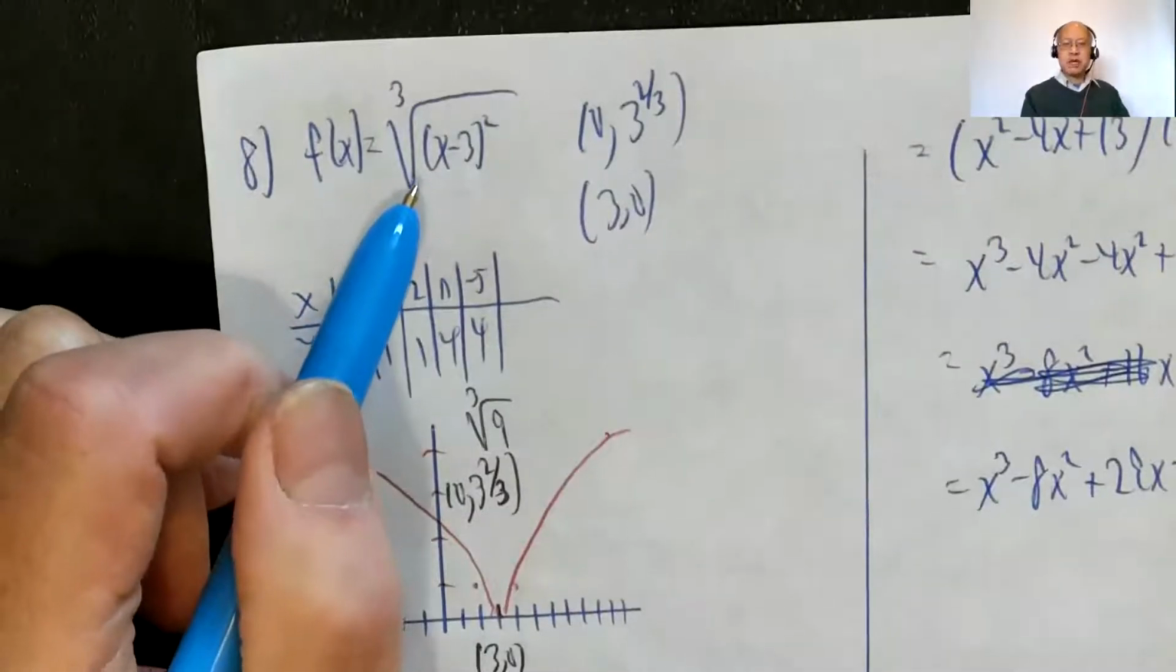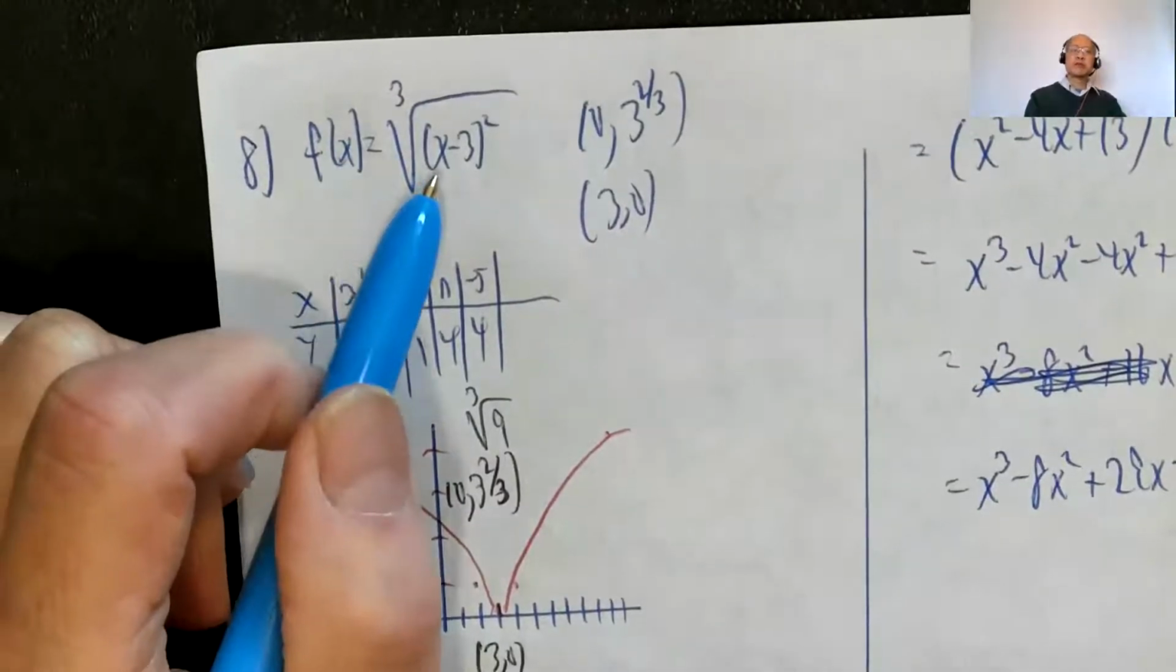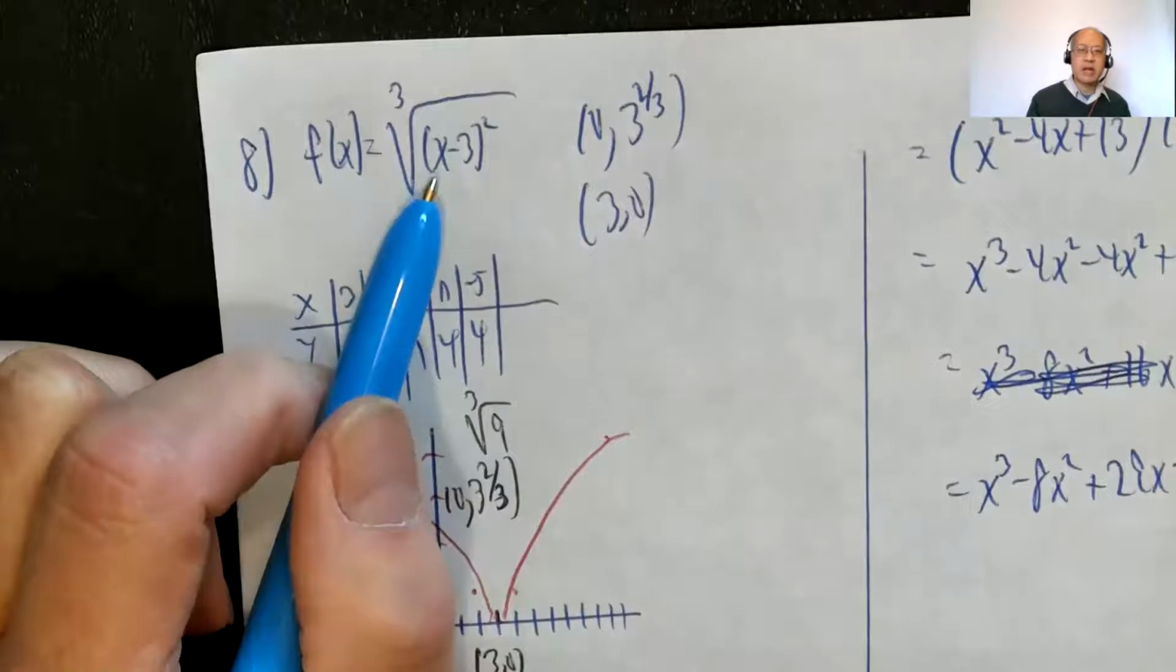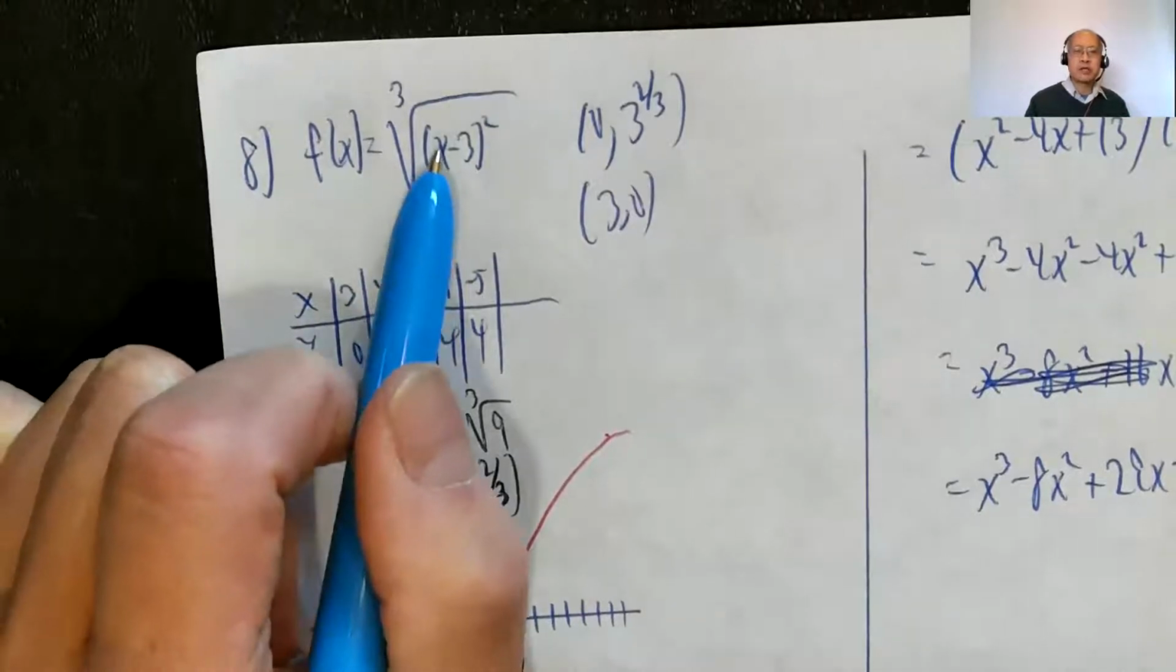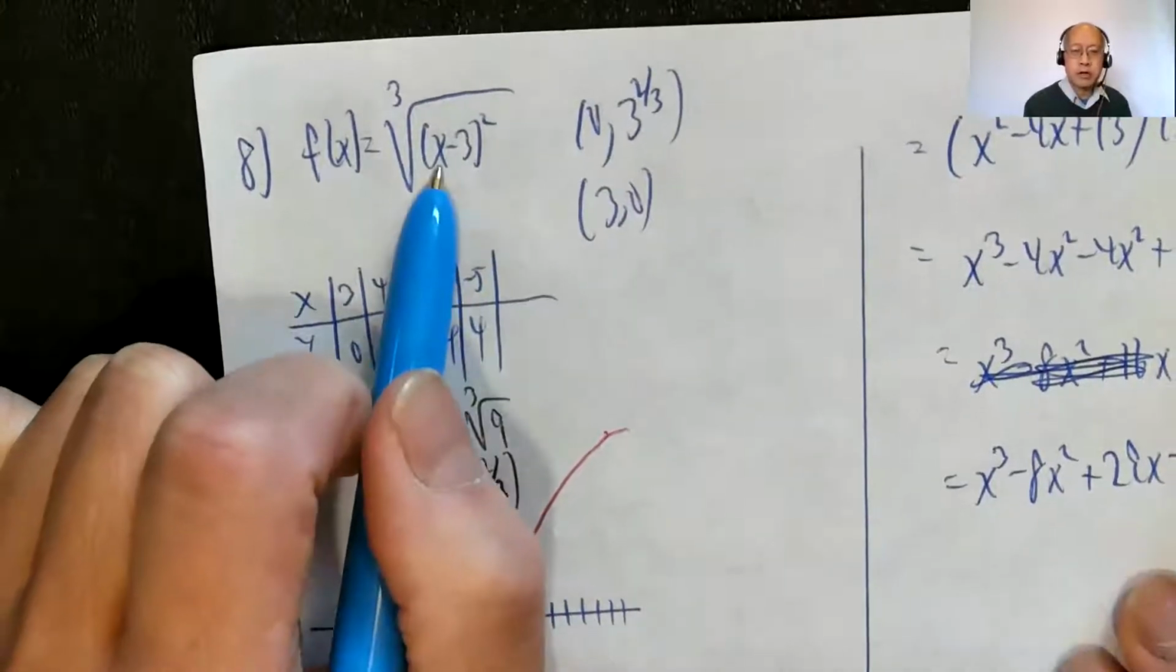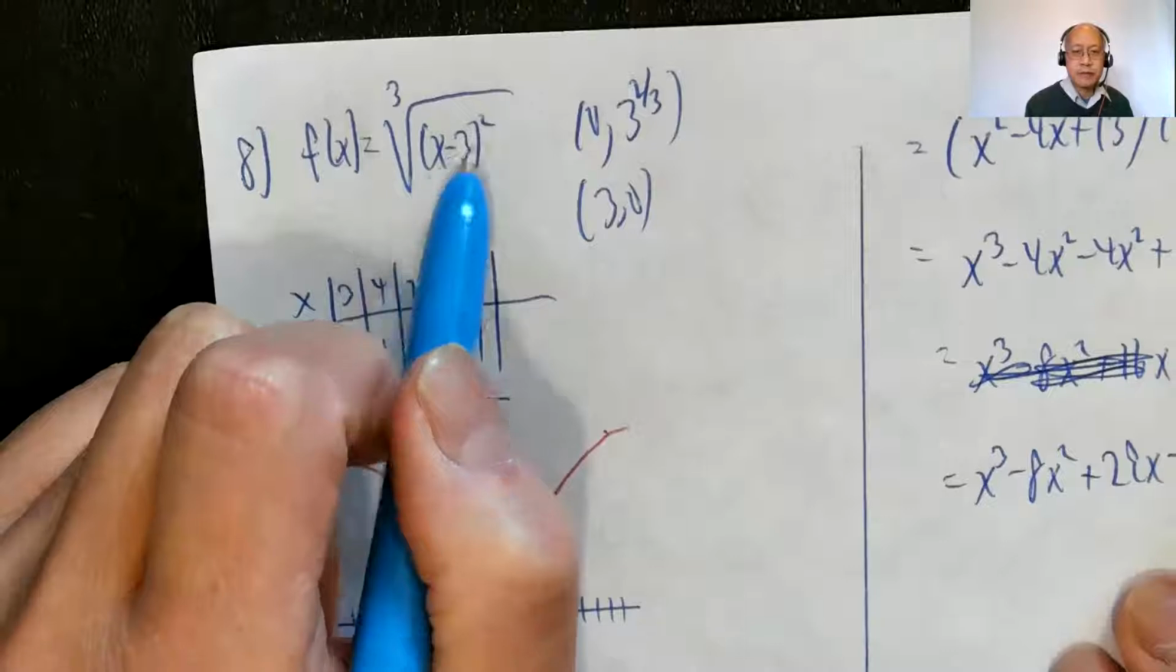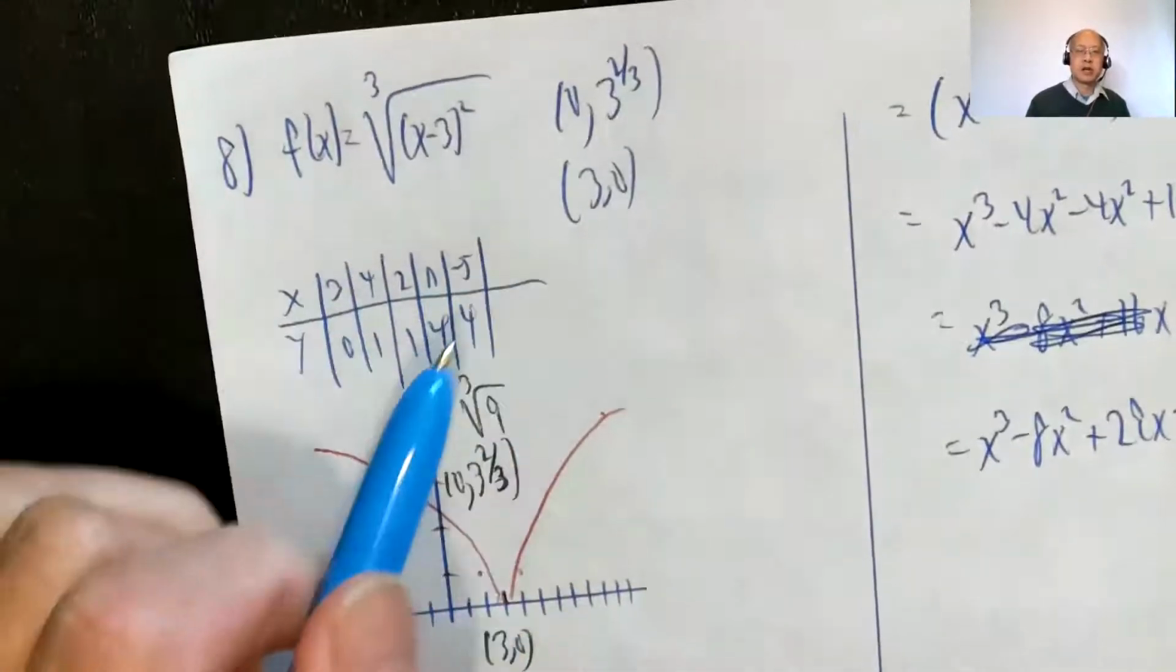Number 8, x minus 3 to the 2/3 means cube root of x minus 3 squared. That means this thing can never be negative. Intercepts, I notice 3, 0. Plug in 0, well, the best I can say is 3 to 2/3, or you can say the cube root of 9. That's also okay.